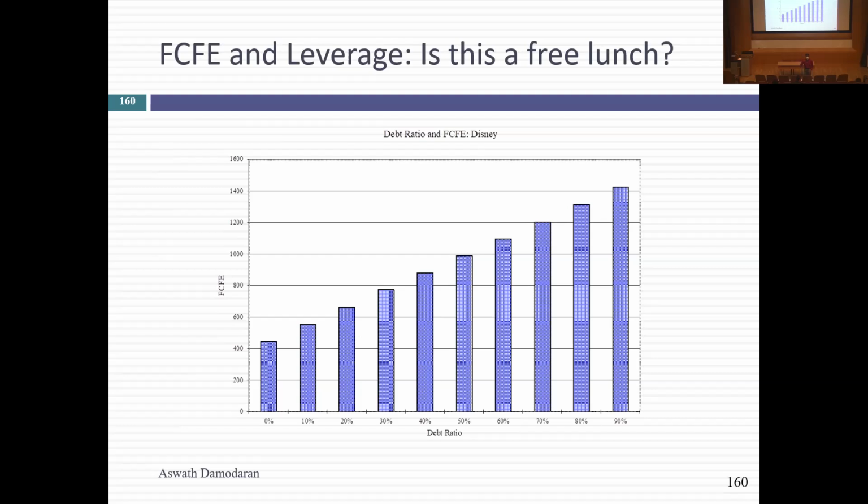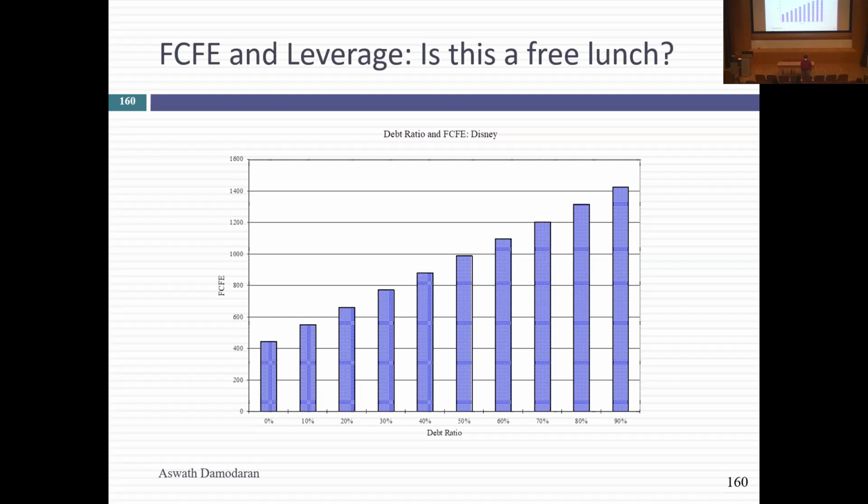It's true, by using more debt, I will push up my free cash flow to equity, at least on a per share basis. But as I push up my debt, what else is changing in this calculation that will affect the value of my equity? What do I discount free cash flow to equity back at? A cost of equity, right? What goes into a cost of equity? A risk-free rate, a beta.